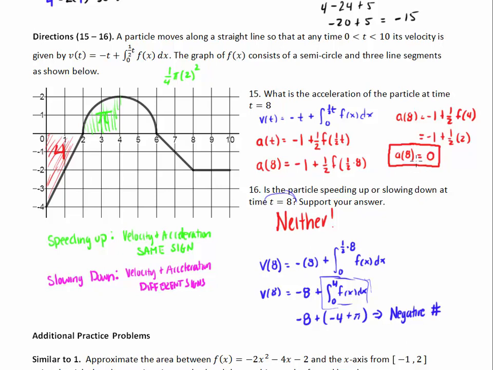So had the acceleration also been negative, then the particle would have been speeding up because they had the same sign. If the acceleration had been positive, then they would have been slowing down, since the velocity and acceleration had different signs. So that's how you would have solved this one had this acceleration actually worked out the way I wanted it to and had a number other than 0.